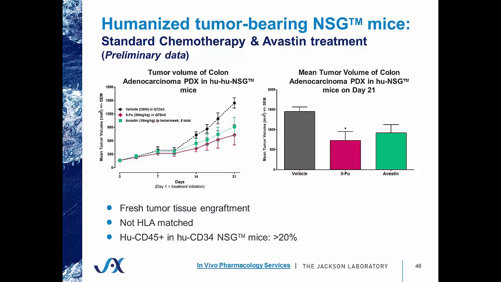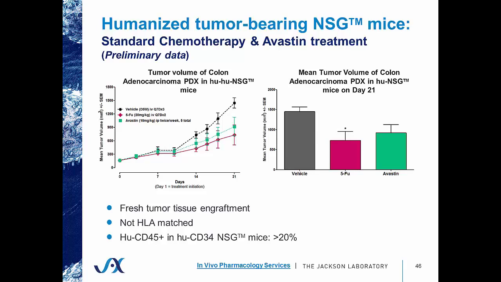The next question we wanted to ask was whether or not these models would respond to chemotherapy treatment as well as Avastin, which is a monoclonal antibody to HER2. And so what we did was took colon adenocarcinoma PDXs and engrafted them into humanized NSG mice and treated them with 5-FU or Avastin and vehicle control.